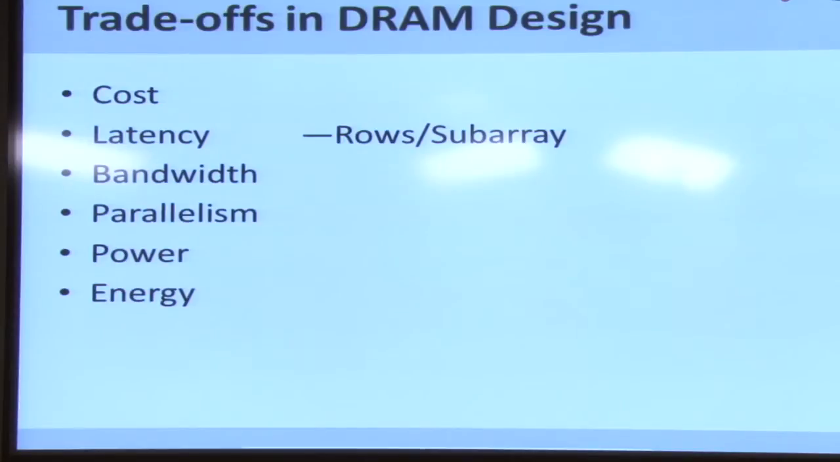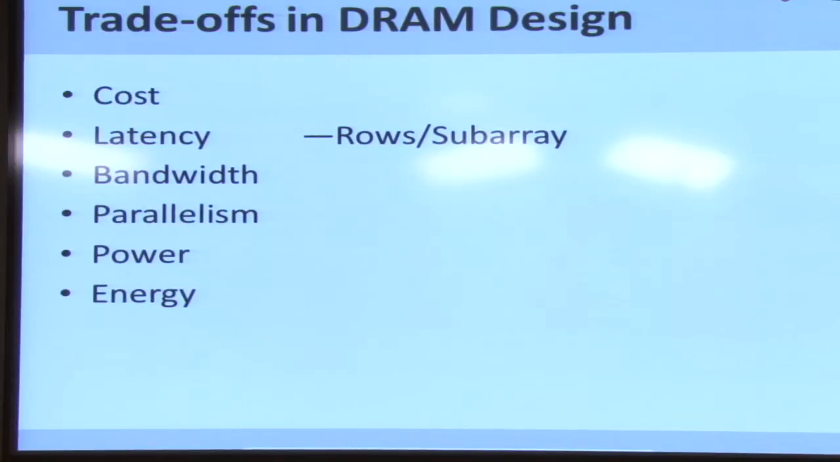The problem is each subarray comes with a fixed cost. And what is the fixed cost? The sense amplifiers, right? And that was something that we wanted to reduce in the beginning, and that fixed cost is going to increase the overall cost. Now I have to build a bigger chip to get the same capacity, right? If I decided to go with fewer rows per subarray.